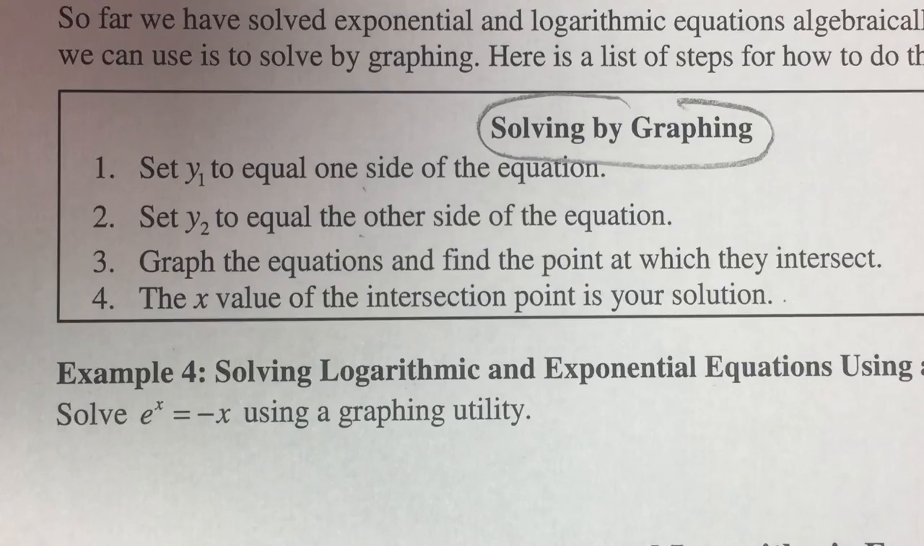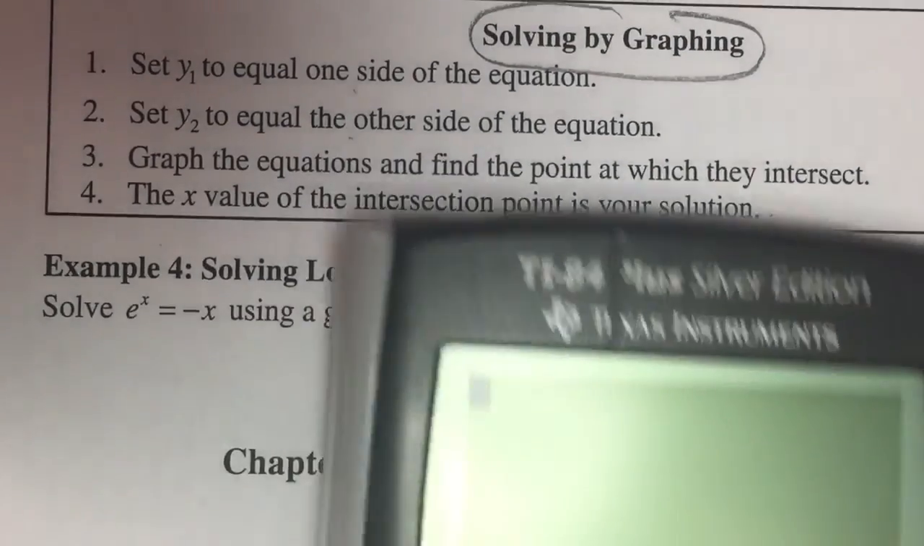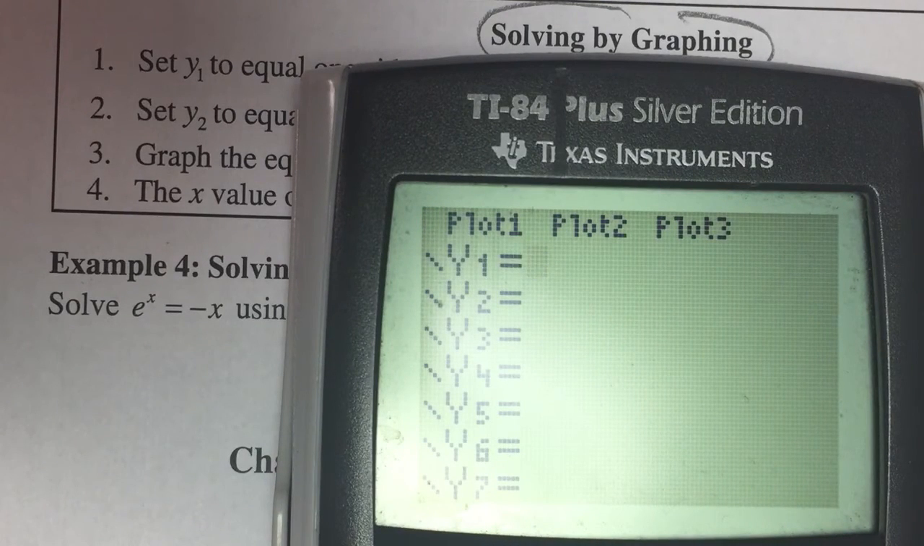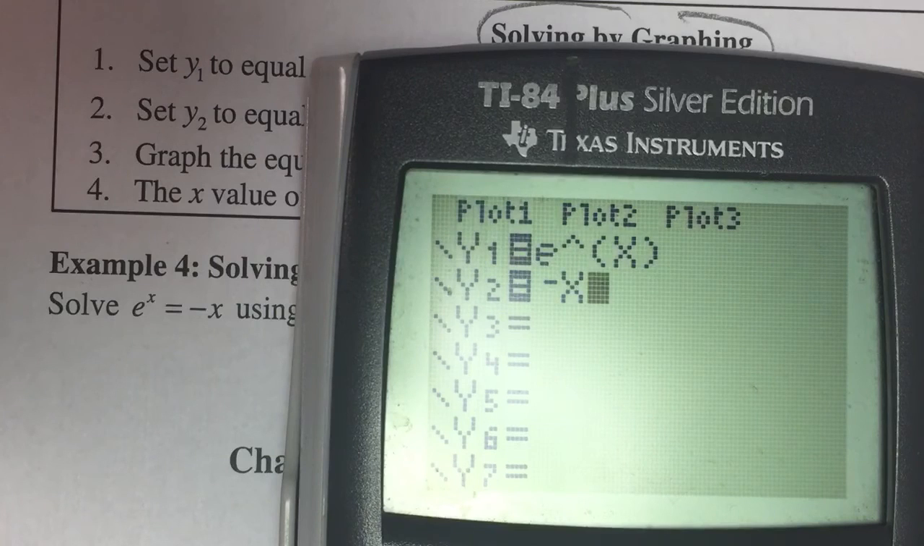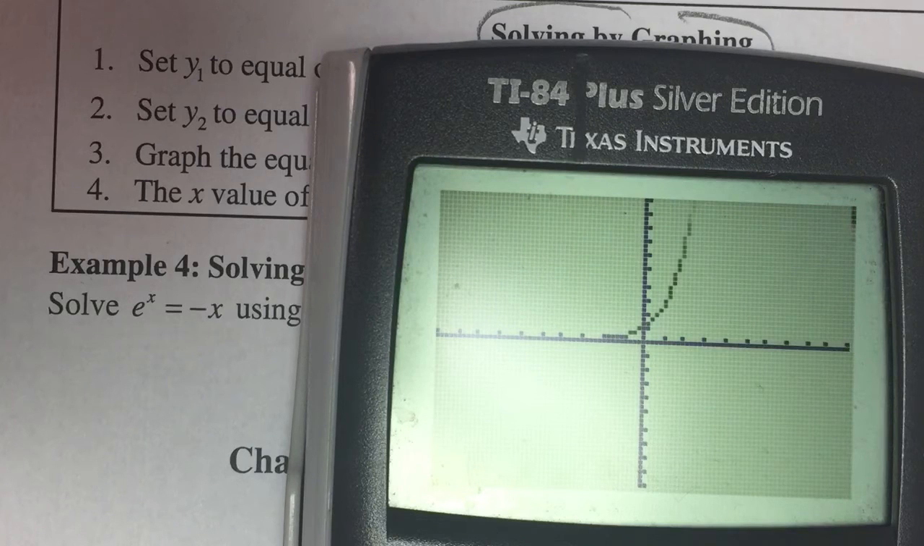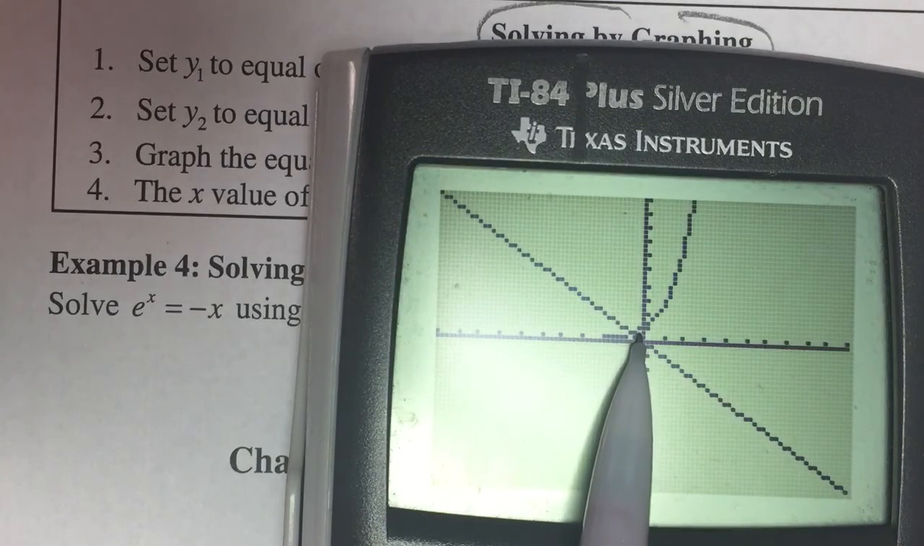So I'm going to go ahead and do this problem in my grapher. So I'm going to go to the y equals, and then for y1, I'm going to plug in e to the x, so second ln x. So there's my e to the x, and then I'm just going to plug in negative x for y2. Hopefully everybody can see that. I'm going to press graph, and I'm going to watch them graph. So hopefully you can see as the two lines graphed, they're going to intersect about right here.